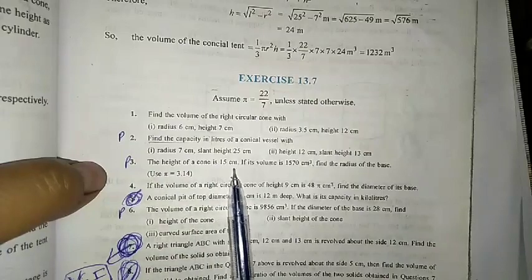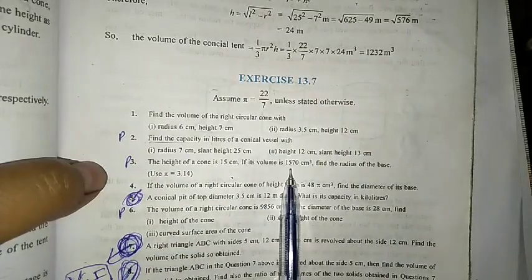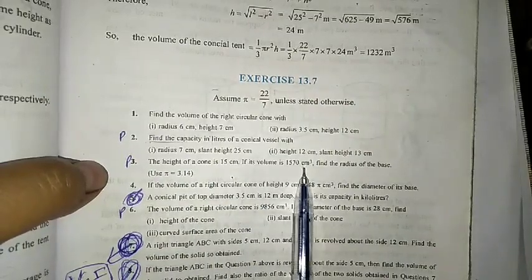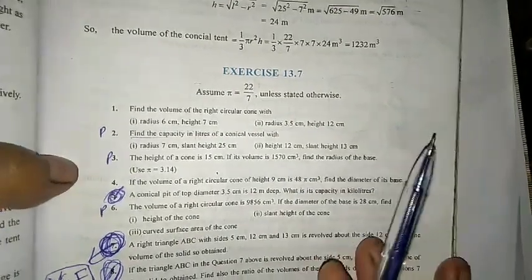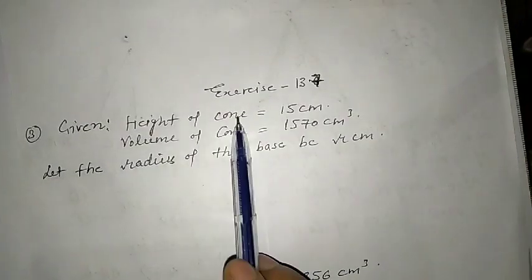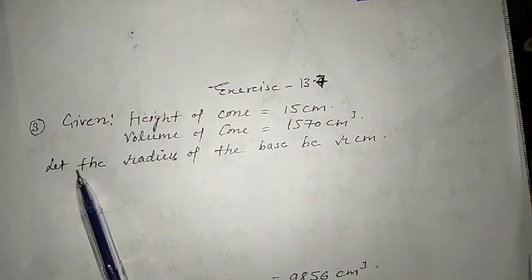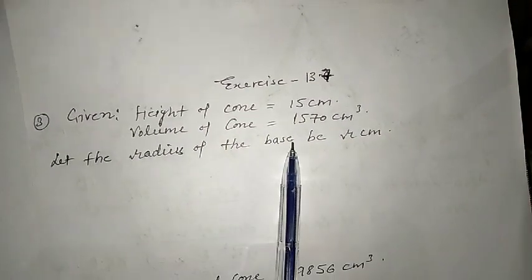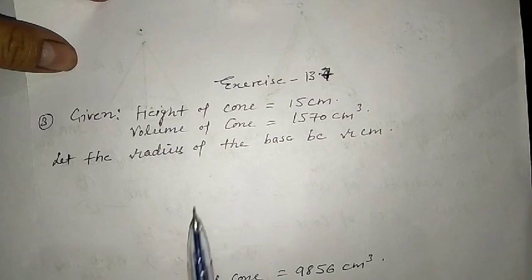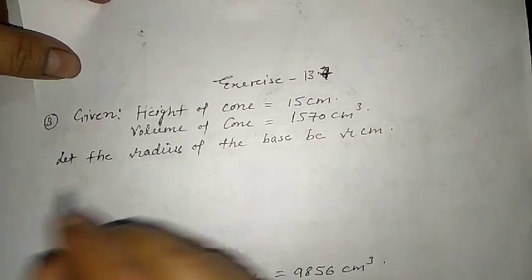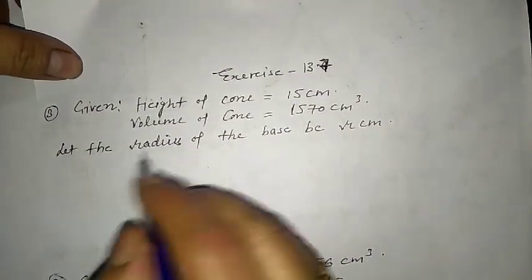The height of a cone is 15 centimeter. If its volume is 1570, find the radius of the base, and pi we have to use here 3.14. So it is given height of the cone 15 centimeter. Volume of cone is given 1570 centimeter cube. Let the radius of the base be r centimeter. Okay. So we know the formula of the volume.